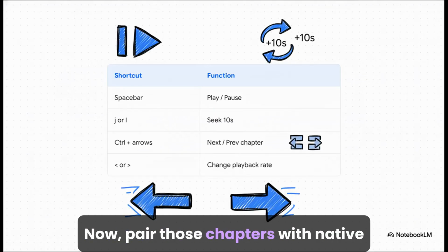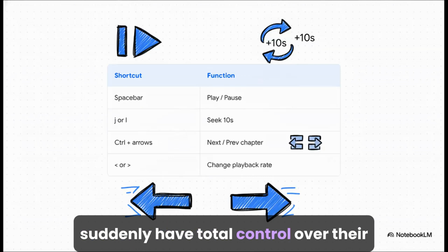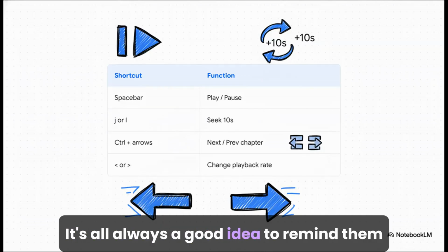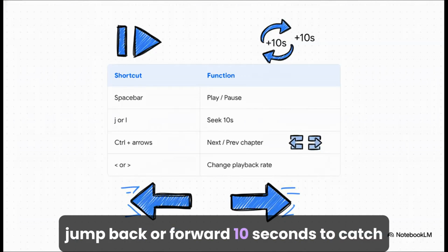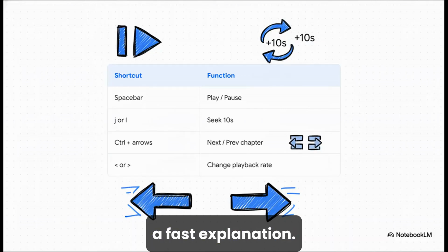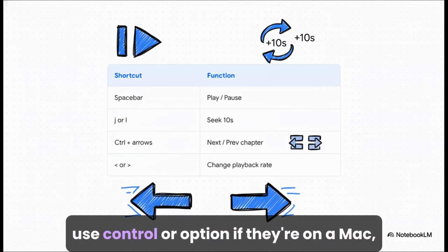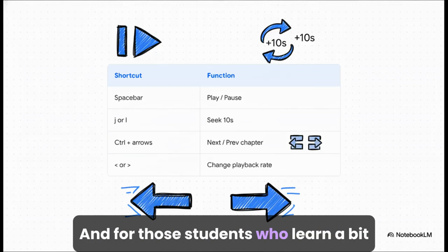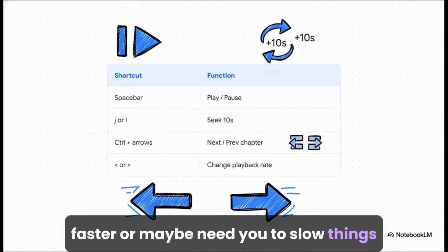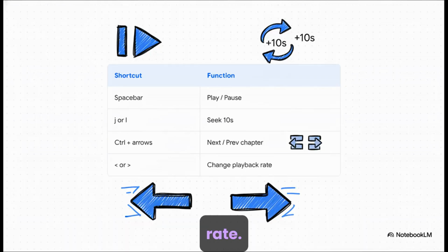Now pair those chapters with native keyboard shortcuts, and your students suddenly have total control over their pacing. It's always a good idea to remind them they can use the J or L keys to quickly jump back or forward 10 seconds to catch a fast explanation. If they want to seamlessly skip between those chapters we just built, they can use Control or Option if they're on a Mac, plus the left or right arrows. And for those students who learn a bit faster or maybe need you to slow things down a notch, the less than and greater than keys will easily adjust the playback rate.